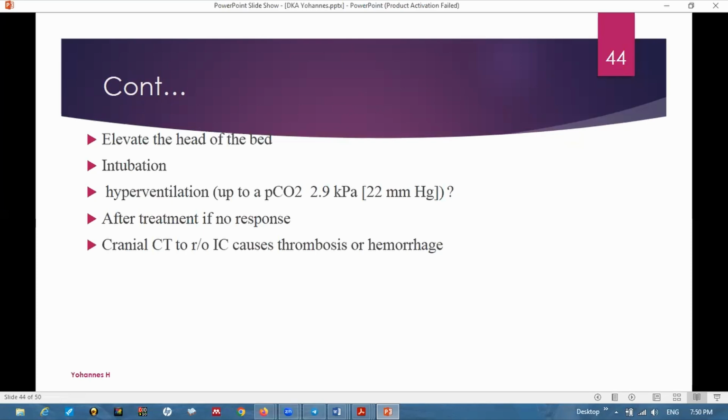Otherwise, initially we can't do the imaging. We should manage it first.